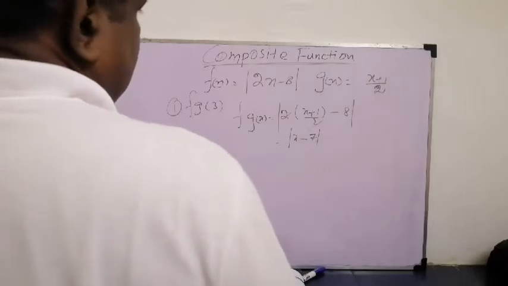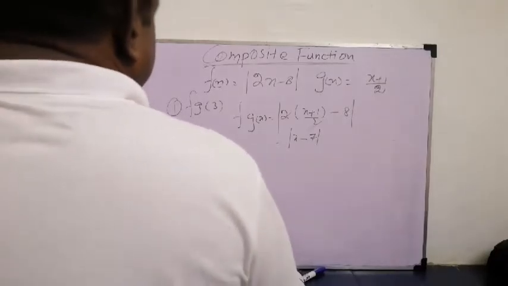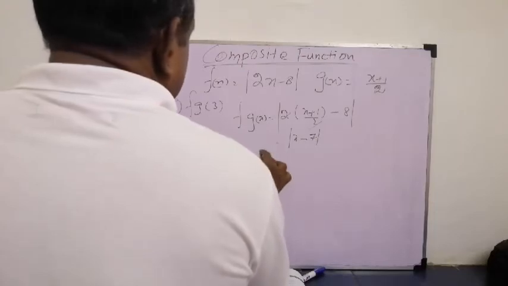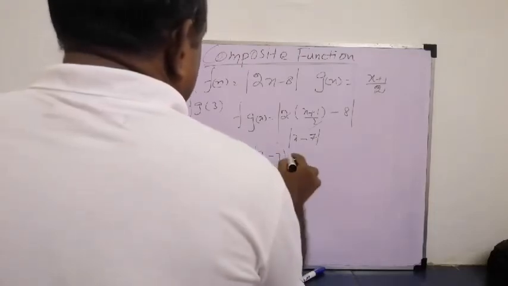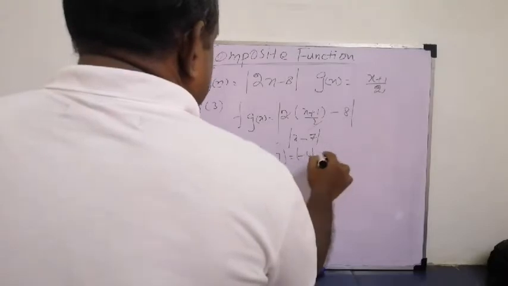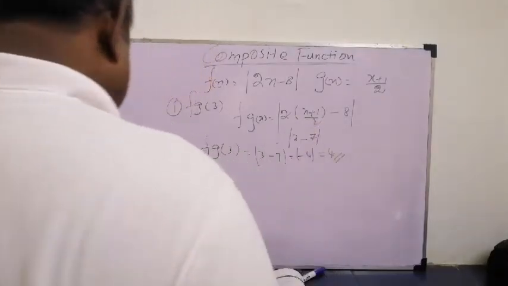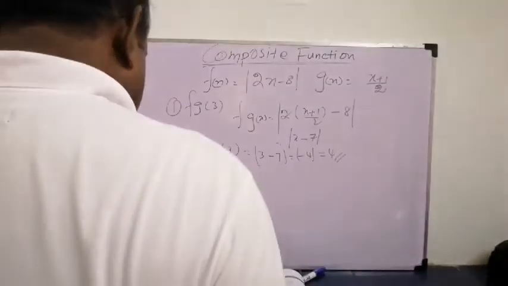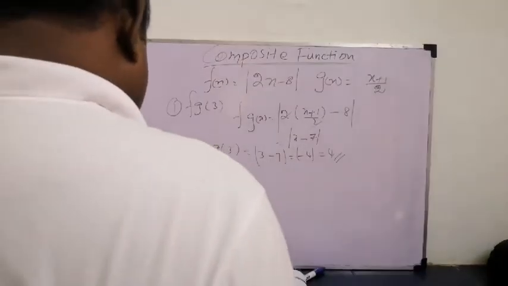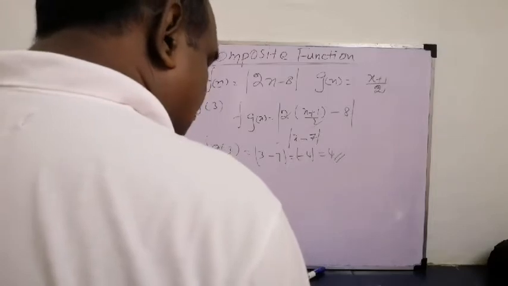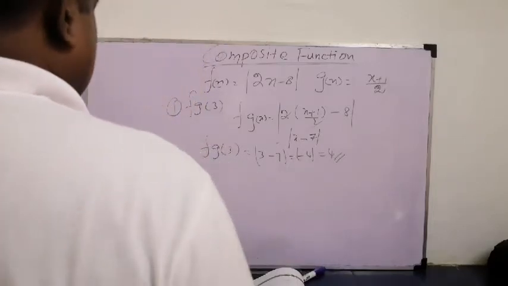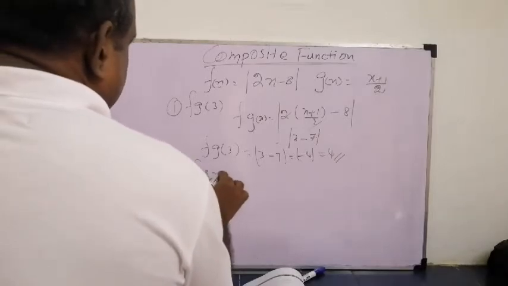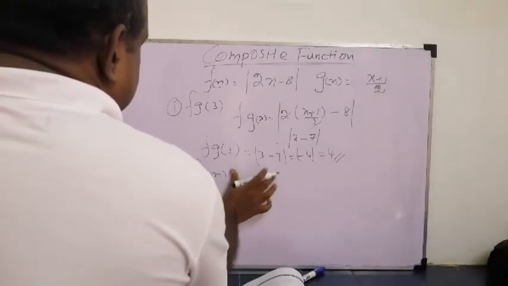So in this, when you substitute 3, f into g into 3 is going to be 3 minus 7, it's going to be minus 4, mod is going to be 4. Then the b part, they are asking to solve f(g(x)) is equal to x, it seems.